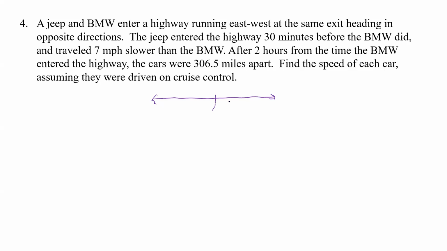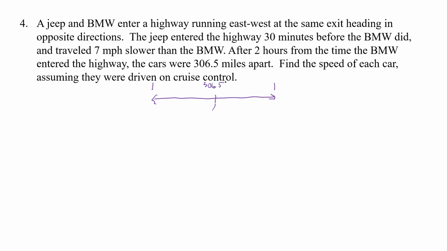The Jeep entered the highway 30 minutes before the BMW did and traveled 7 miles per hour slower than the BMW. After 2 hours from the time the BMW entered the highway, the cars were 306.5 miles apart. Find the speed of each car, assuming they were on cruise control. All right, so we know what? We know that the whole distance is 306.5.